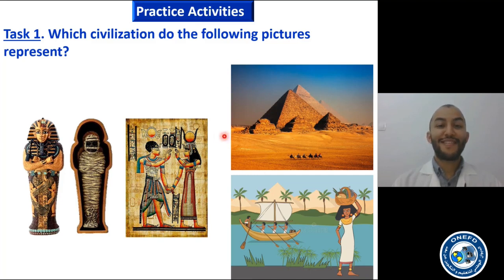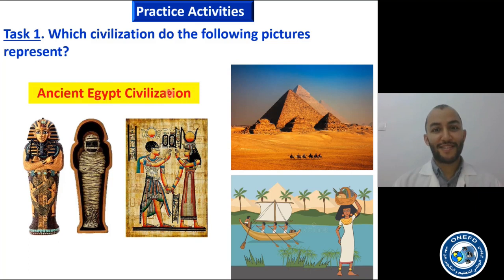So we have these 4 pictures. Look at the first picture, the second one, the third one, and the fourth one. I'm sure you know it. I'm sure you've seen it. Yeah, what is it? Absolutely right. It is the ancient Egypt civilization. All right. Now let's see, what does each picture represent.